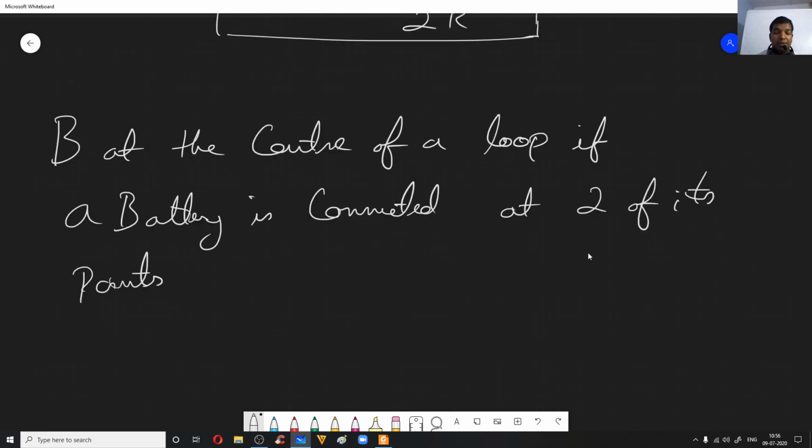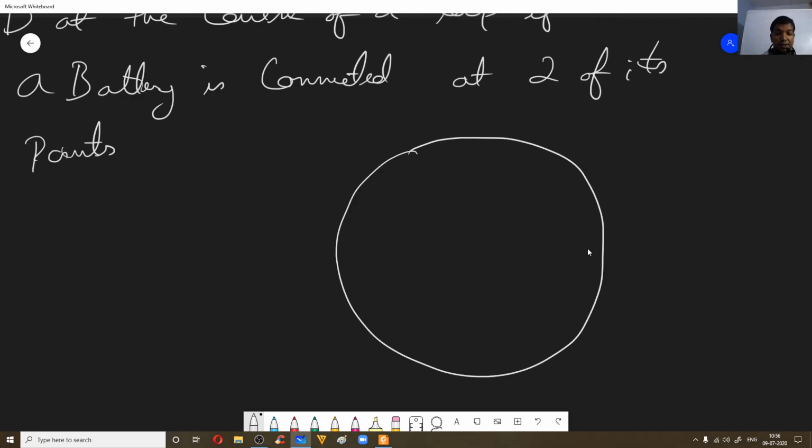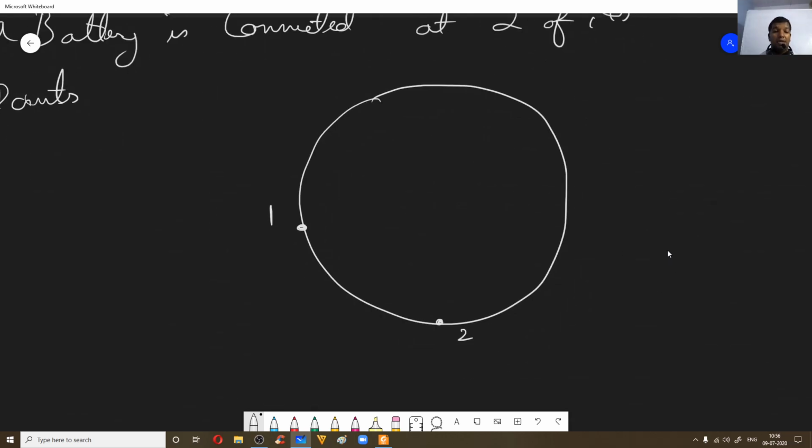So the diagram is something like this. Say this is the loop. Now these are points 1 and 2. Here we'll connect a battery. We'll connect the positive terminal of the battery here, let us say, and the negative terminal of the battery will be connected here. Now what happens is the current will split.